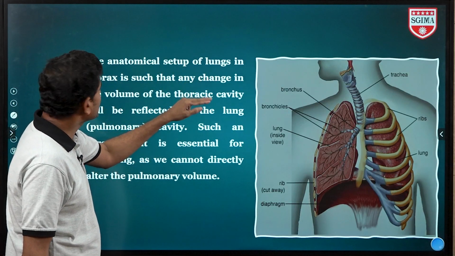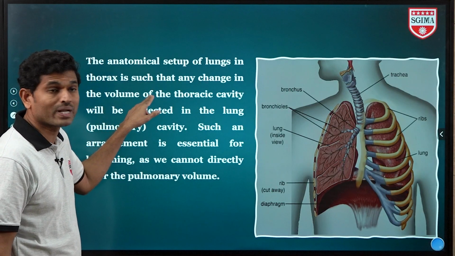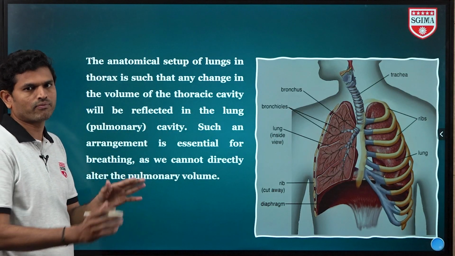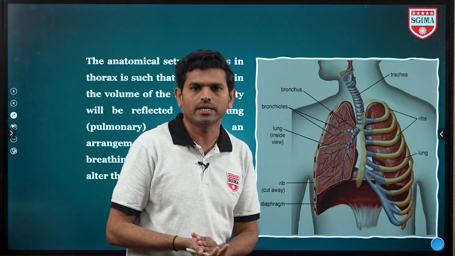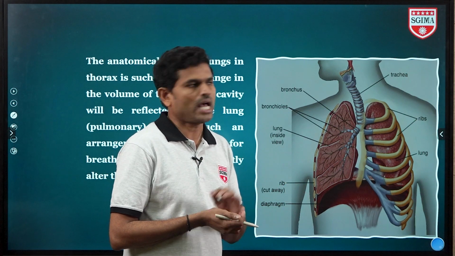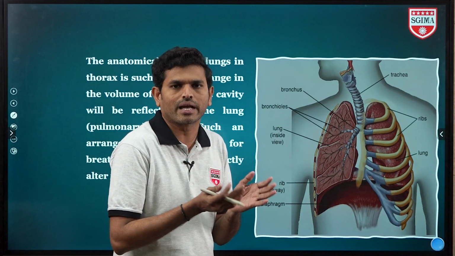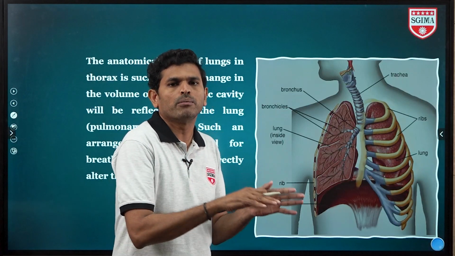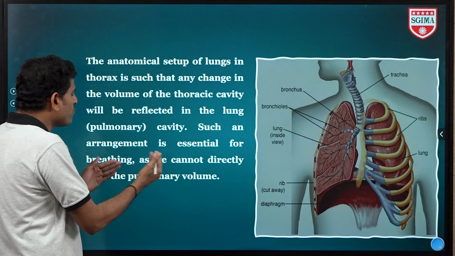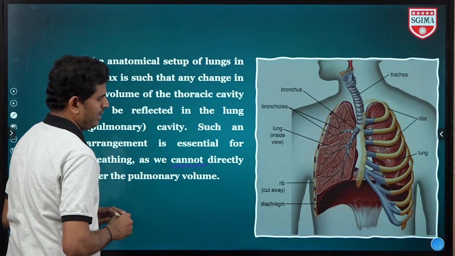The anatomical setup of lungs in the thorax is such that any change in the volume of the thoracic cavity will be reflected in the lungs, that is, the pulmonary cavity. What has been given in the first point? In the last slide we saw lungs are arranged in the thoracic cavity in an airtight container or chamber. Now what has been given as its extension? In this airtight container chamber, if any change comes in the thoracic cavity, directly it will be reflected in the pulmonary cavity. So that is what is given here. And such an arrangement is essential for breathing, as we cannot directly breathe otherwise.